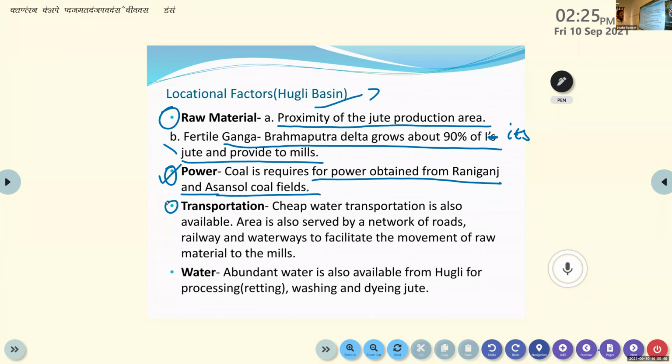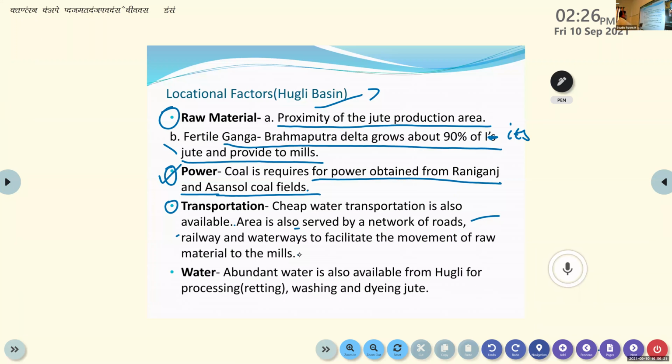Availability of transportation facilities. What is that? Cheap water transportation is also available on the banks of the Hooghly River, basically in West Bengal. The area is also served by a good network of roads, railways, and waterways to facilitate the movement of raw material to the mills. Okay, I already told you, right? So cheap water transportation is there, a good network of roads and railways is there. That is also helpful for the transportation of raw jute to the jute mills.